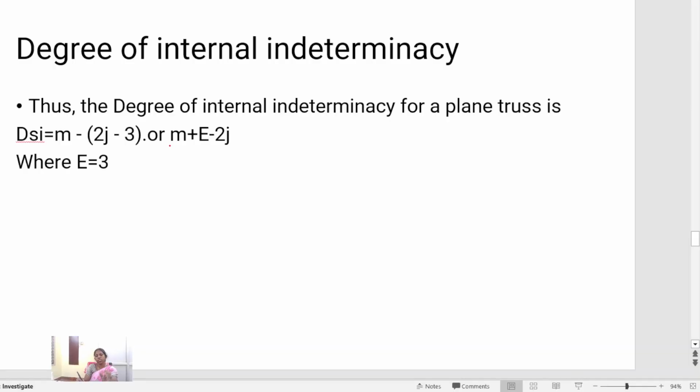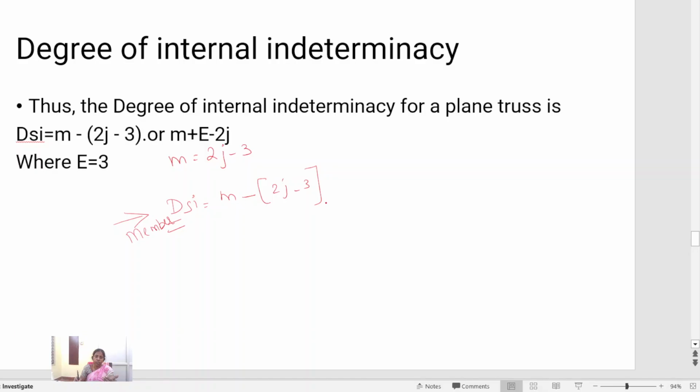The degree of internal indeterminacy for a plane truss, with m equal to 2j minus 3, is Dsi equal to m minus (2j minus 3). Why is it Dsi? This term deals with the number of members. The members are inside the truss, that is why it is called Dsi, internal static indeterminacy.